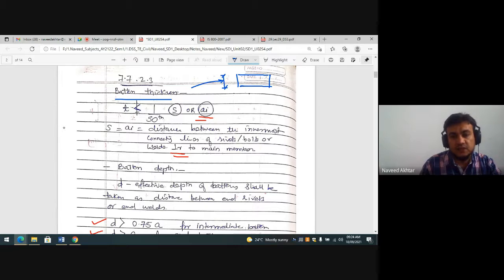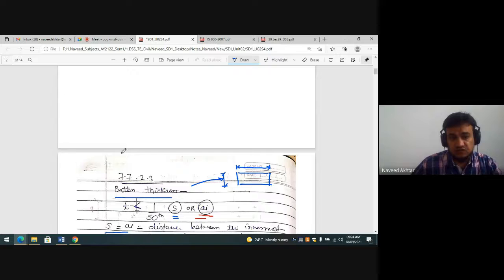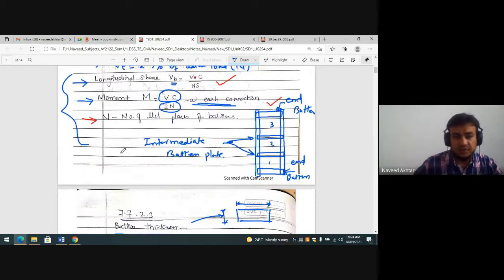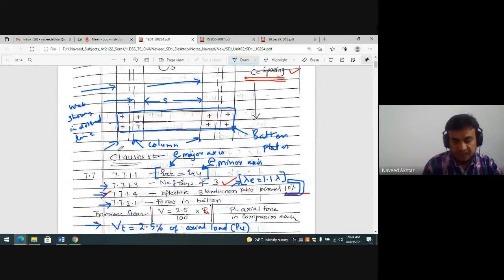And this is the length of batten, and the length of batten you can easily find out after you get the spacing. So this is the thickness of batten. The thickness of batten should not be less than, as the clause says, 1/50th of S. S is the distance between the innermost connecting lines of rivets or bolts or welds of the main member. If this is your battening system, these are the values of S.